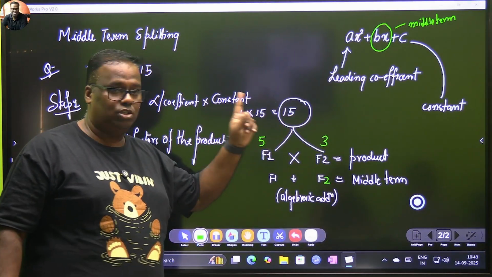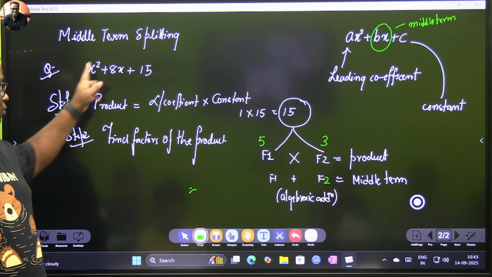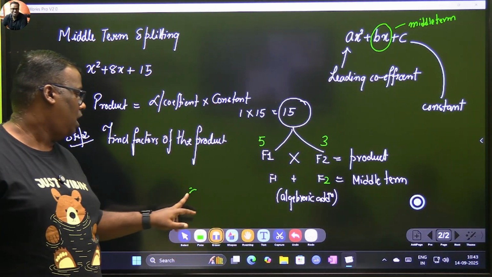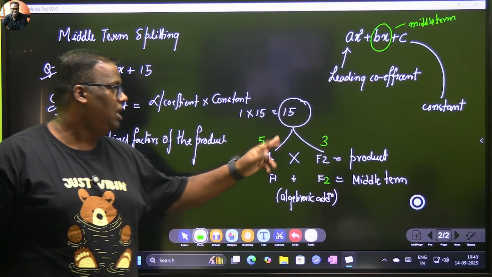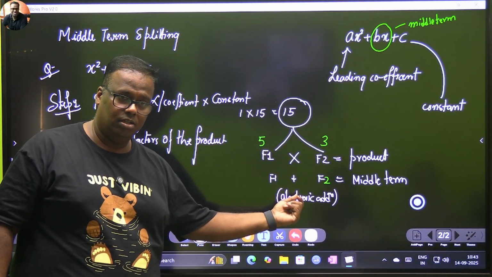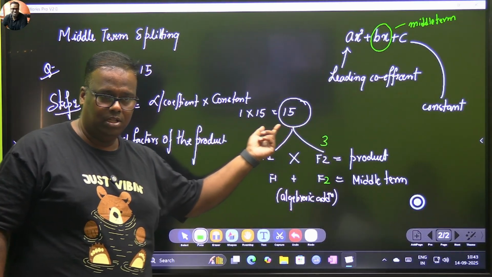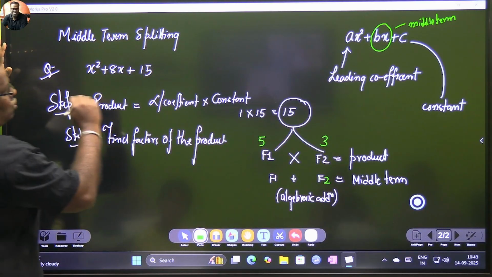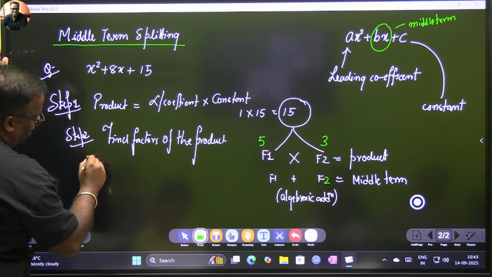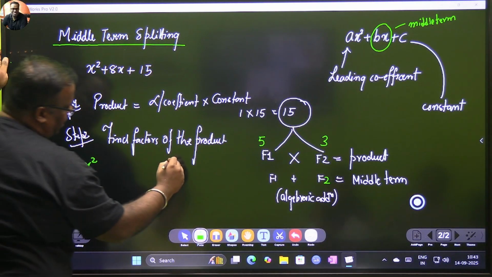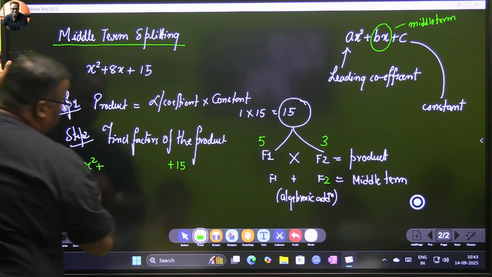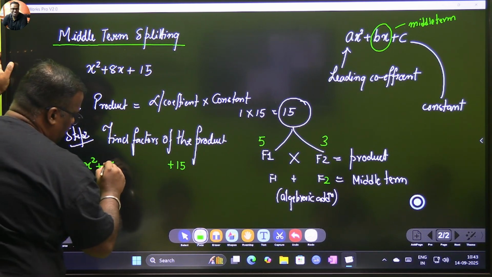This is the trick in this problem: split the product. The first step is to multiply the leading coefficient with the constant to get the product. After that, you take the product and split it into two factors such that their addition gives you the middle term. The name was middle term splitting, so we will split the middle term. X square we will retain as x square, 15 we will retain as 15, and we will split the middle term. So the middle term will be split as what?